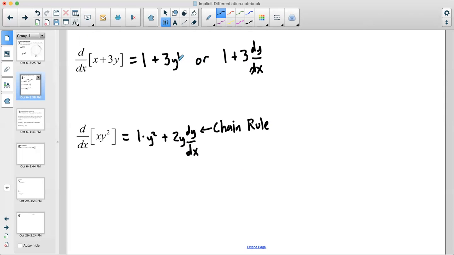And you'll see that y prime is sometimes easier to write because it's less to write, but it's not really any different from dy dx. These have the same meaning in these problems.